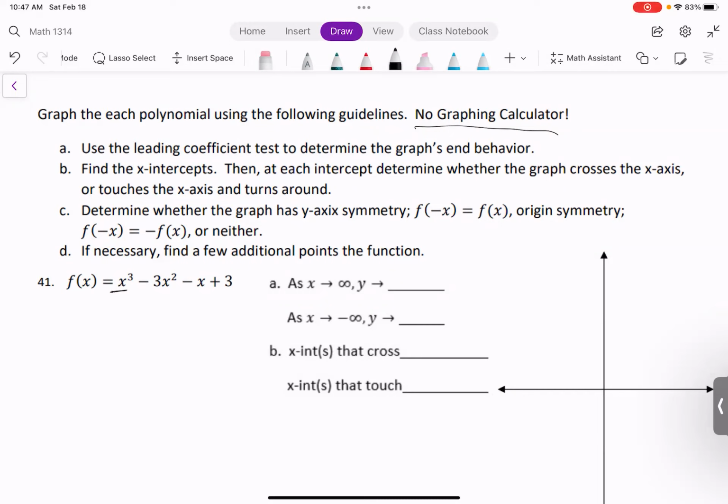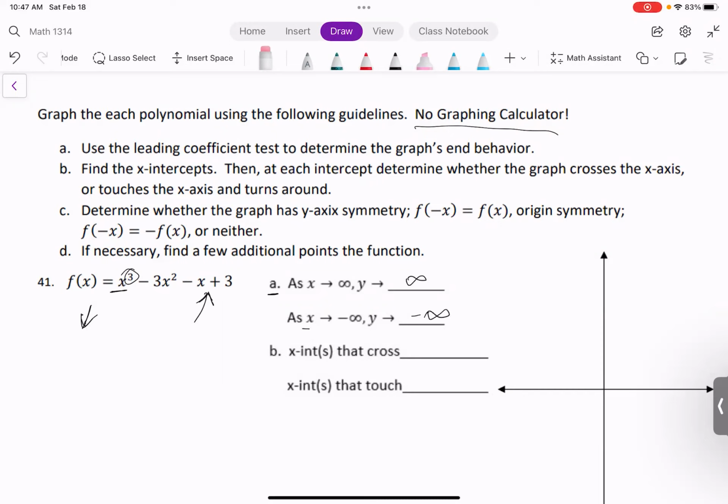Okay, first, let's see the behavior of both sides. Leading coefficient positive, that means we have the graph going up on the right end, and the degree of the function is 3. That's odd. We have different behavior on the left. Okay, let's answer part A. As x approaches infinity, y approaches infinity because it's always going up. As x approaches negative infinity, on the left end, y approaches negative infinity.